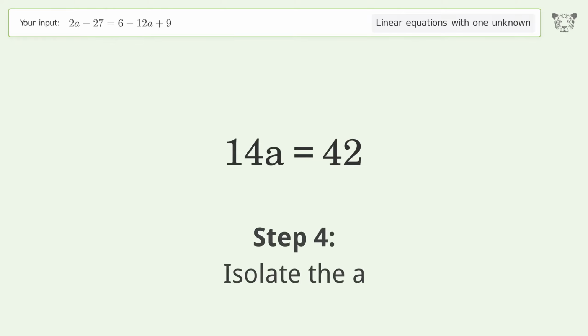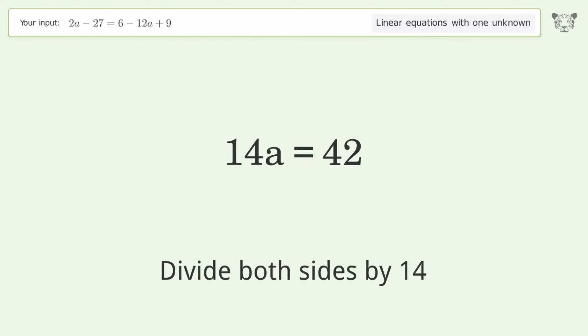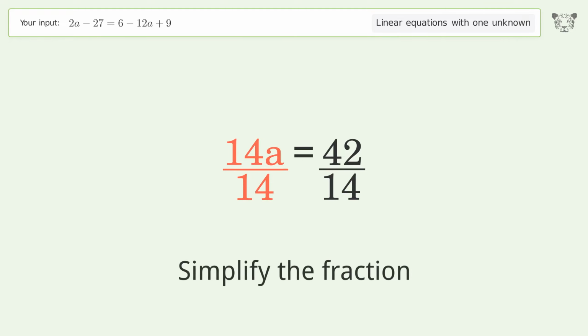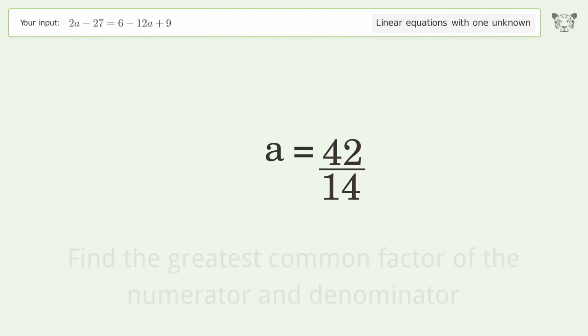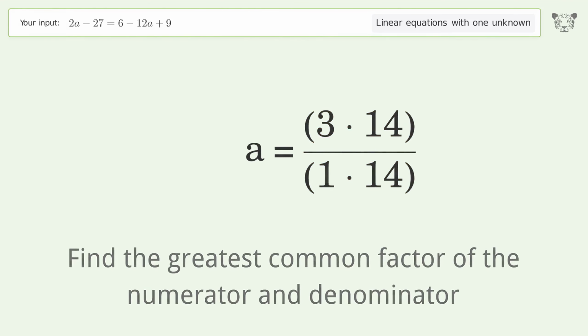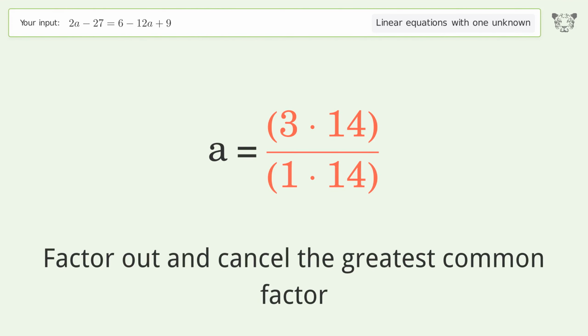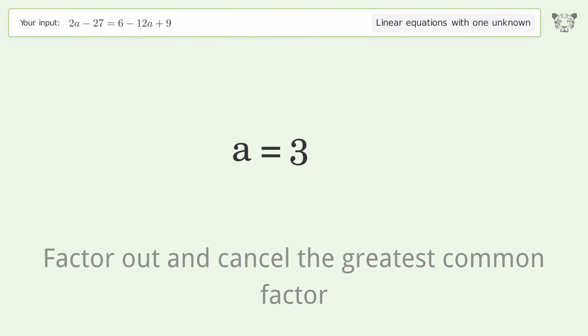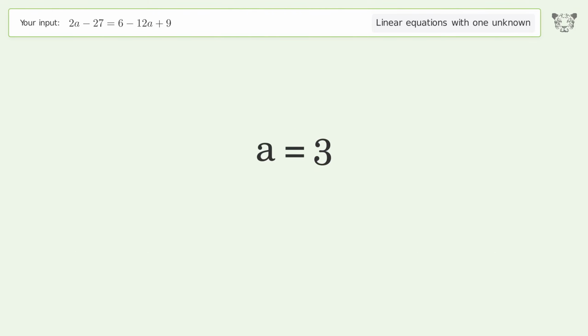Isolate the a. Divide both sides by 14. Simplify the fraction. Find the greatest common factor of the numerator and denominator. Factor out and cancel the greatest common factor. And so the final result is a equals 3.